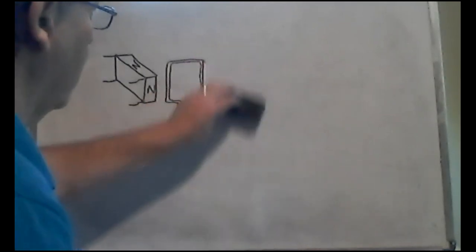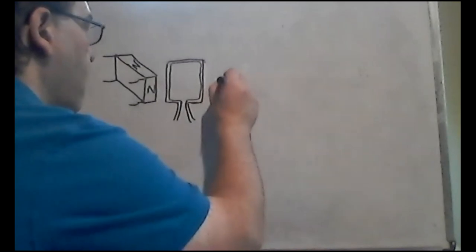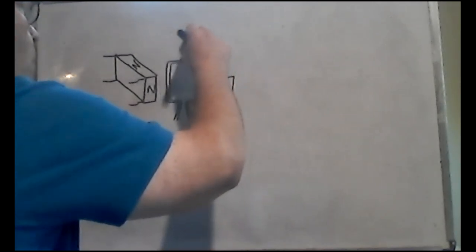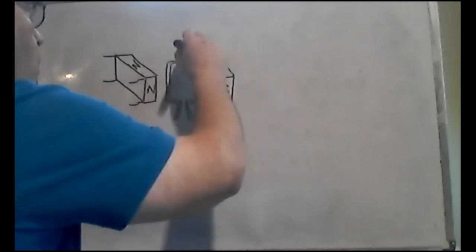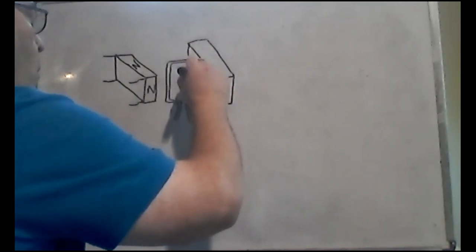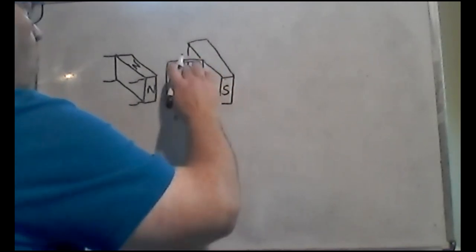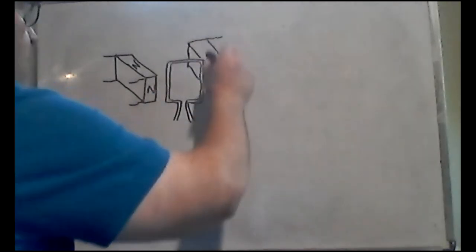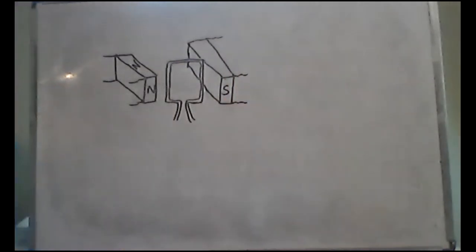Draw it a little further away. And of course, this is the south face of really a magnet, right? There's a north pole behind there someplace. You're not just going to get a south pole by itself.